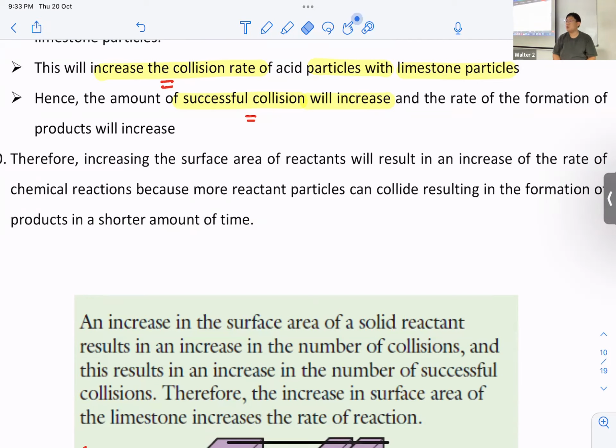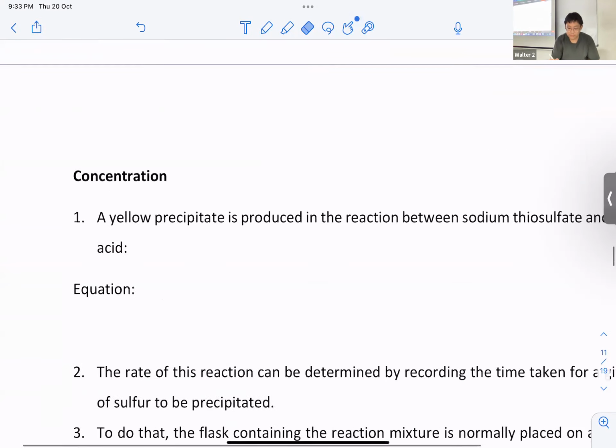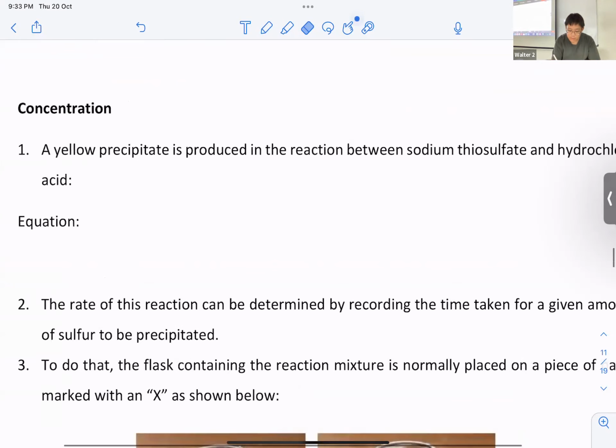You have to mention all 3 points. Okay? Clear? Any questions? We'll move on. Now, for the next few factors, you realize that the explanation is about the same, which makes your life so much easier. Next, concentration. Concentration can also mean molarity. Yeah?